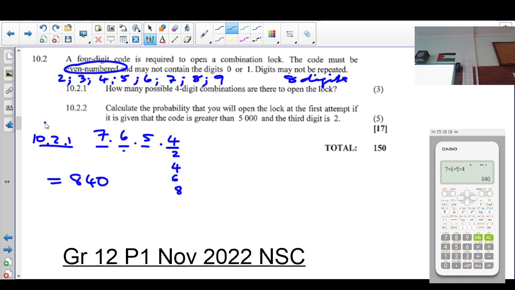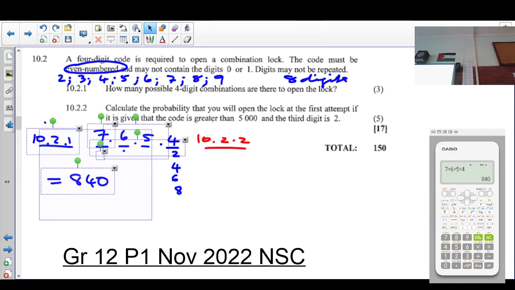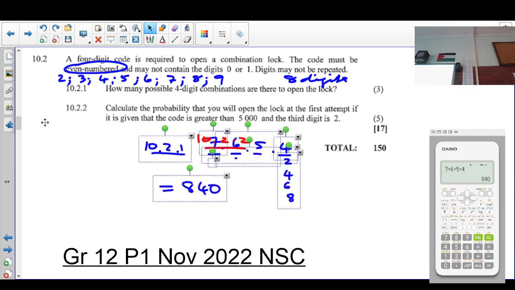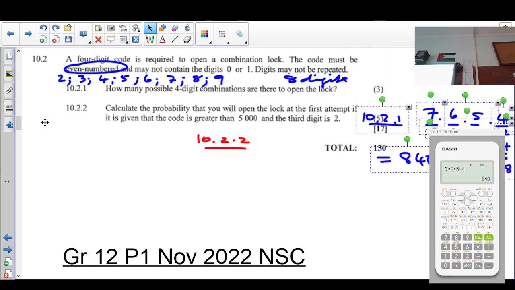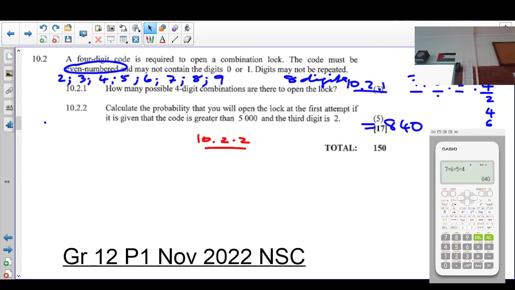Let's look at 10.2.2. Let's just move this over here, in case we need it behind the calculator.